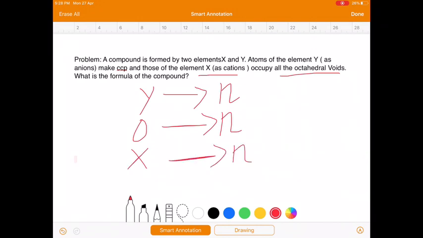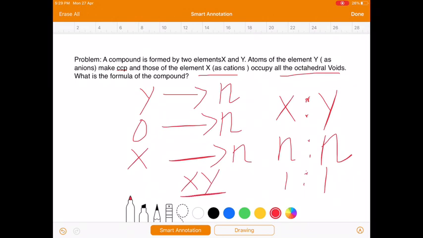So if we take the ratio of X is to Y, N is to N, that is 1 is to 1. So the formula of the compound formed by the elements X and Y will be XY. So this is the formula of the compound.